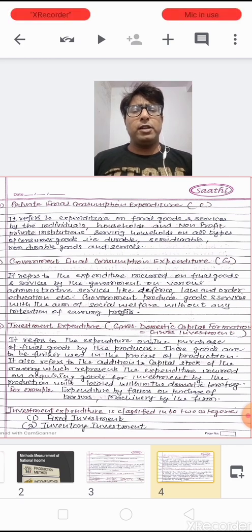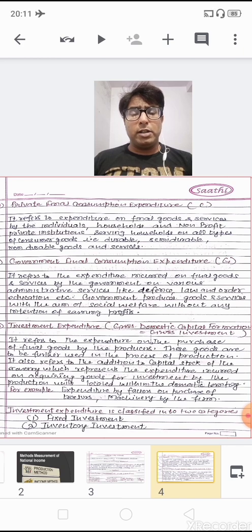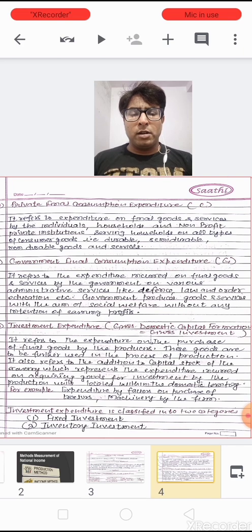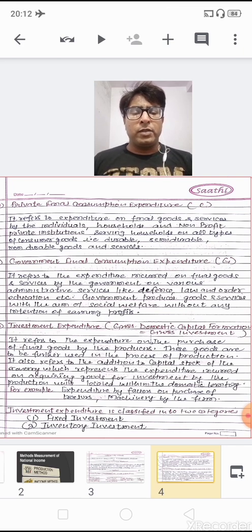Investment, I already explained to you, has two types, children. First is fixed investment and second is inventory investment. Investment expenditure also refers to the addition to the capital stock of an economy, which represents the expenditure incurred on acquiring goods for investment by the producing units located within the domestic territory.